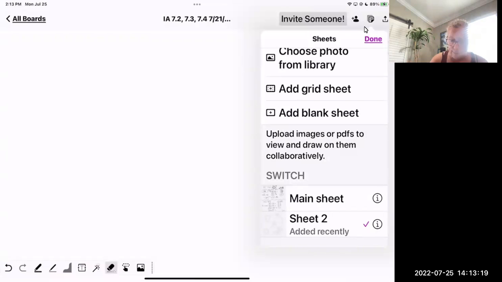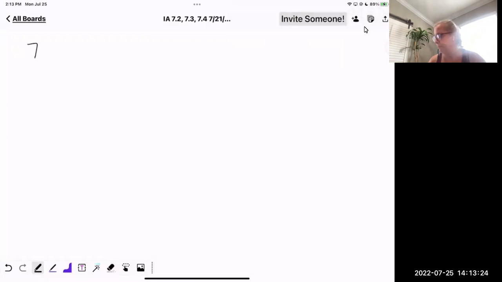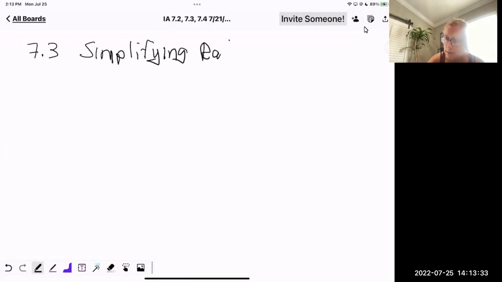Seven, three. Like I said, I'm going to go a little backwards. I'm going to do 7-3 first because I think it will help us with 7-2. 7-3, simplifying radical expressions.